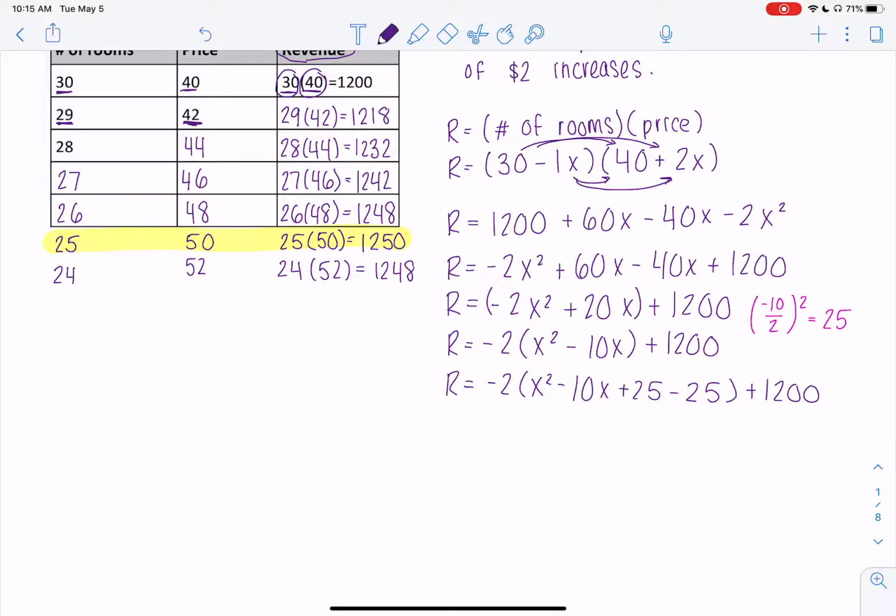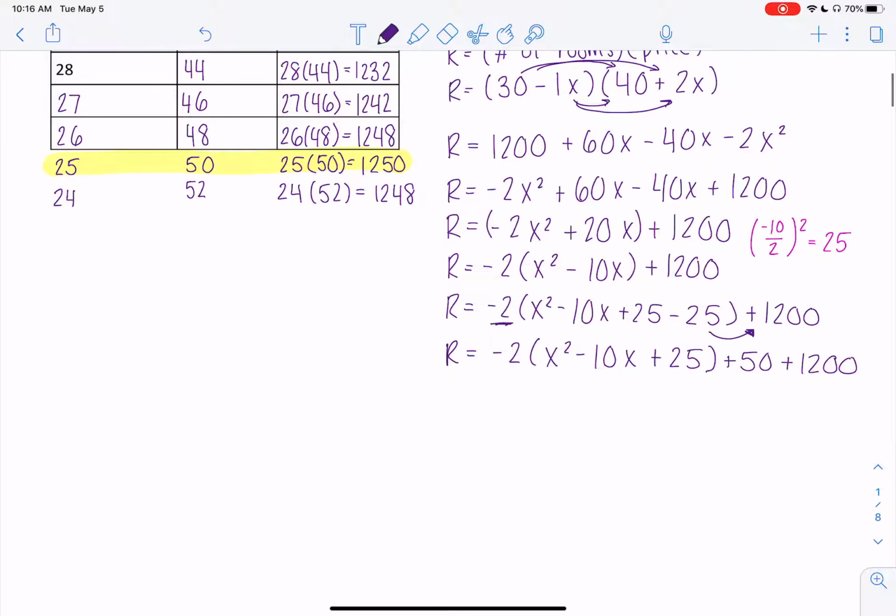Now I move that negative 1 out of the bracket. But remember, when it leaves, we have to multiply it by this number in front here. So that will give us x squared minus 10x plus 25, plus 50, plus 1200. Now I'm just going to collect those like terms at the end there.